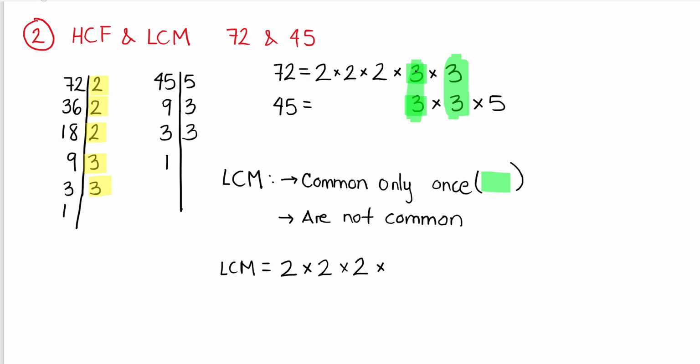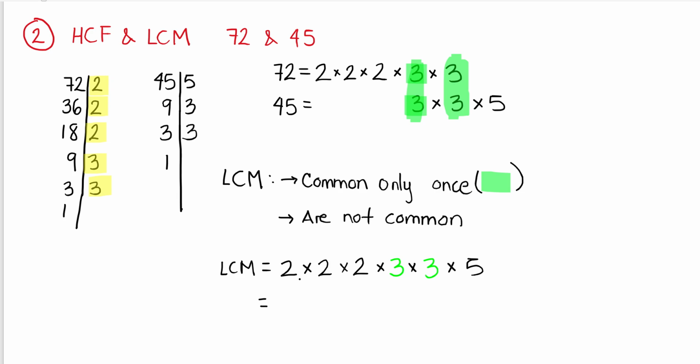Now this 3 is common. Do I have to write it? Yes, but only once. So I'm going to write it here in green so you see it. Only once. Now, these other 3, do I have to write it? Yes, but only once because it's common. And lastly, this 5 at the end, do I have to write it? Yes, because it's not common, and I have to write it down. And now I only have to multiply those numbers to find the lowest common multiple.